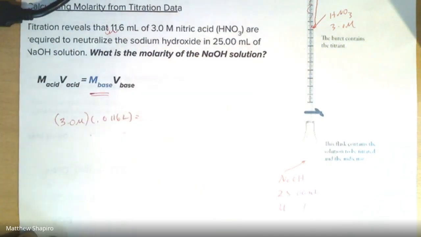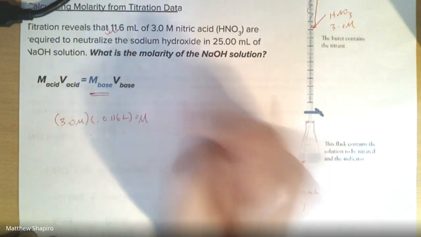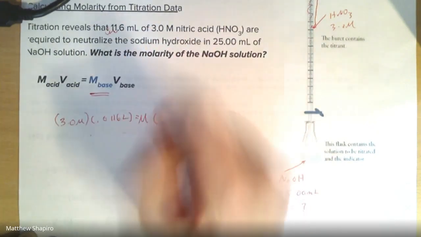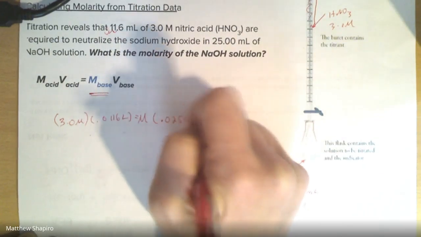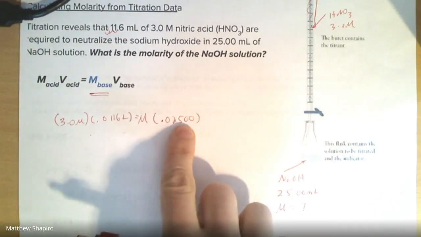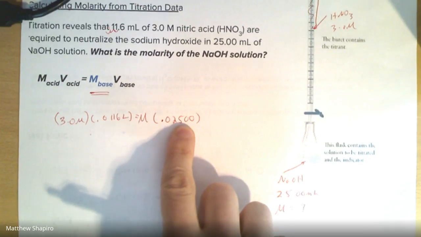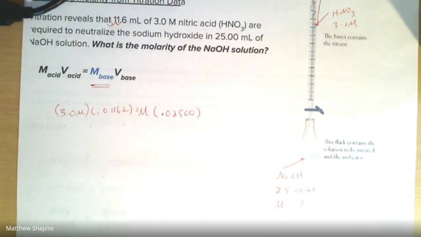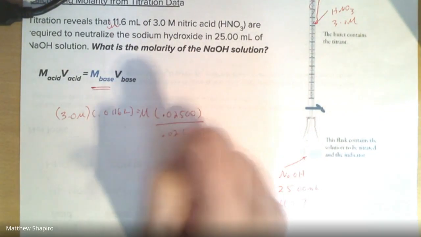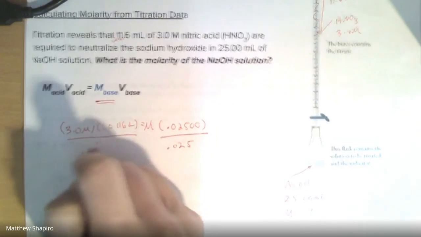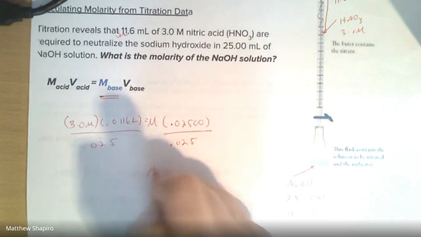And that's going to equal the molarity of our base, which is what we're trying to find out, right? So we'll just write molarity there. And we know the volume, we have 0.02500. And again, all these zeros are here for sig figs because titration is all about really precision. All right, so if we do this out, we divide both sides by 0.025. We get our molarity of our base.